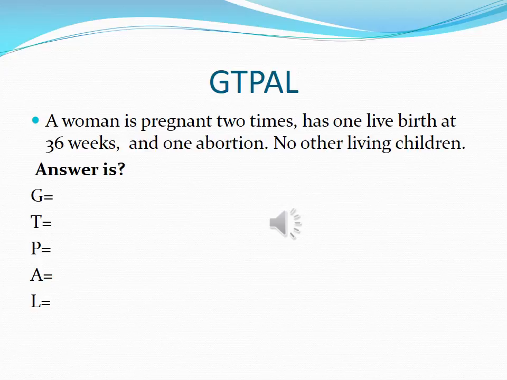Another example, GTPAL. A woman is pregnant 2 times, has 1 live birth at 36 weeks and 1 abortion. No other living children. What would the answer be? G 1, T 0, P 1, A 1, L 1. Remember to refer to the original slide to see if you can figure this out. I've given you the answer. Please make sure you're familiar with this classification system.